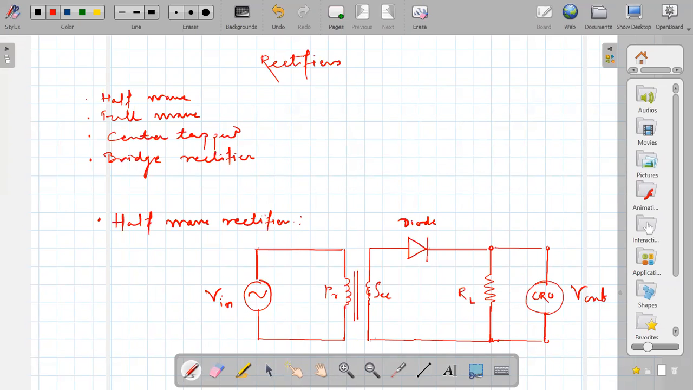From this circuit, what are the requirements of the circuit? Input source, Vin, step down transformer, diode, and load. Okay. Now see, this is the input. And here you will get output like this.